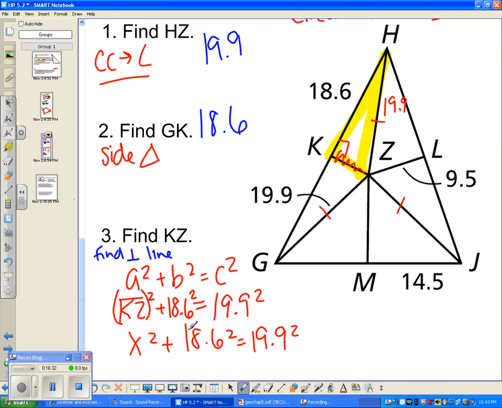So go ahead and finish this problem. And that's how you're going to use it. If I wanted you to find the perpendicular line, you need to do the Pythagorean theorem.